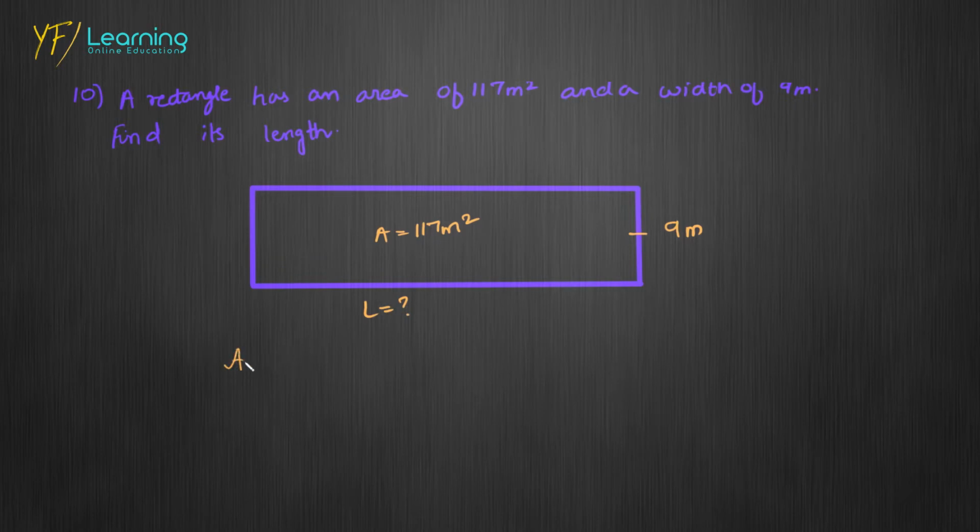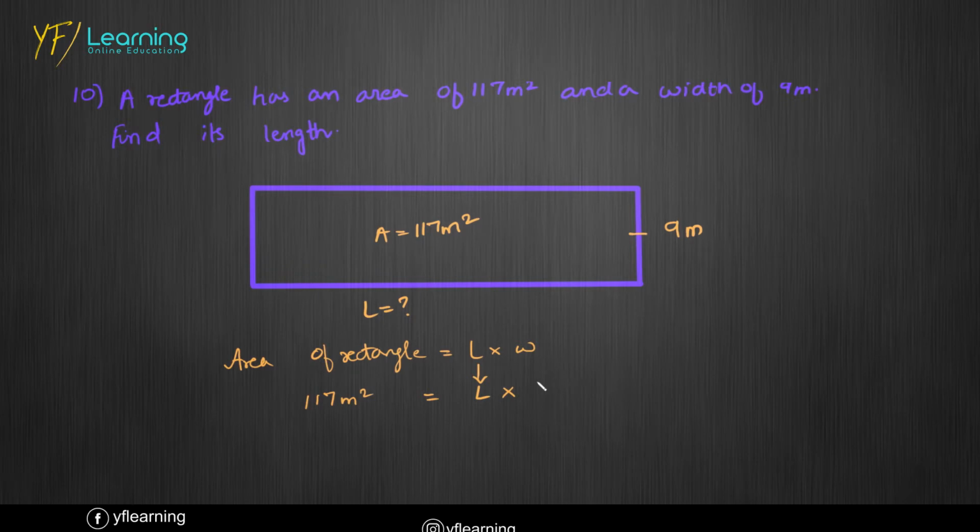By using the formula of area of rectangle, which is equal to length times width. Area of rectangle is given, it is 117 meters square. Length is not given, so just write L in place of length, and width is also given, which is 9 meter.